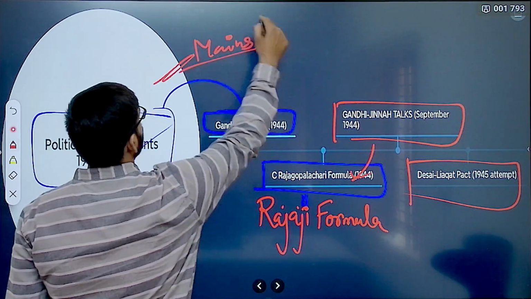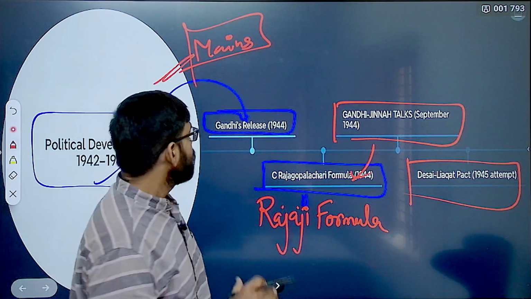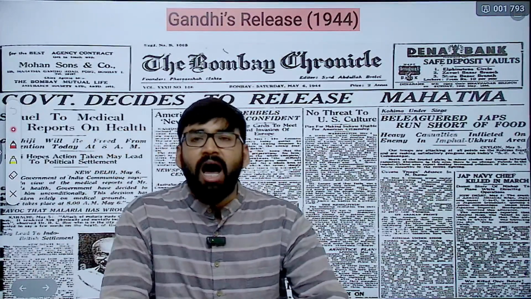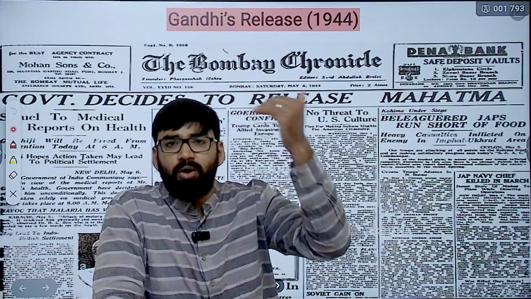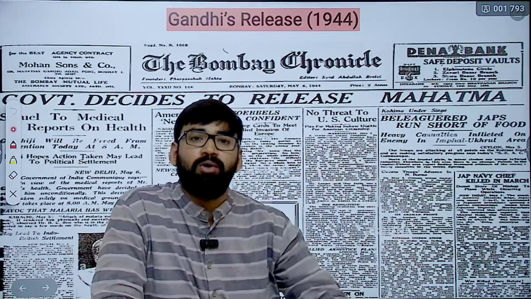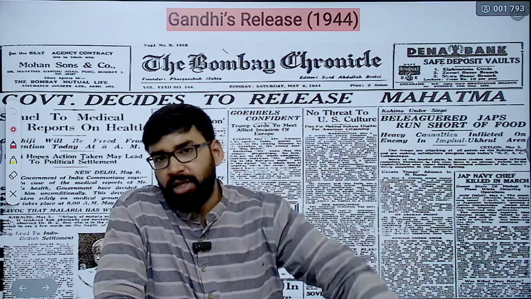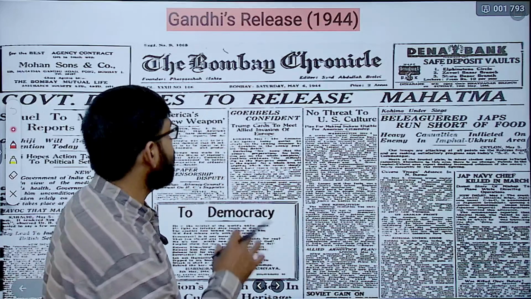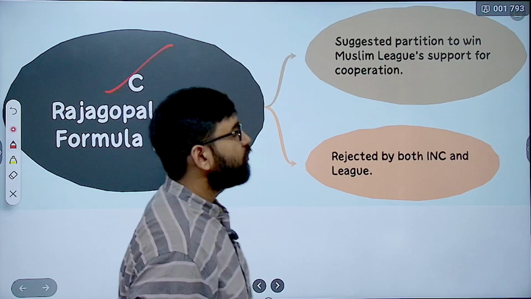Now, first we are going to talk about Gandhi's release. Gandhiji was released in 1944. After the fast in jail, his health started deteriorating, so the British released him fearing public outrage, that if something happened to Gandhiji the public would not spare the British and would make life difficult. And after that, the C. Rajagopalachari formula.